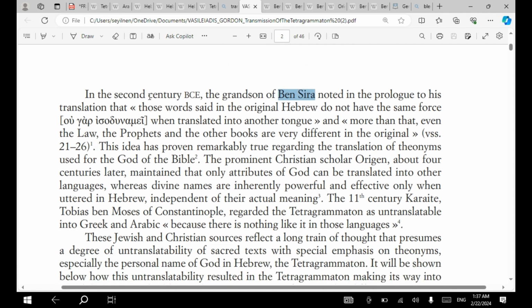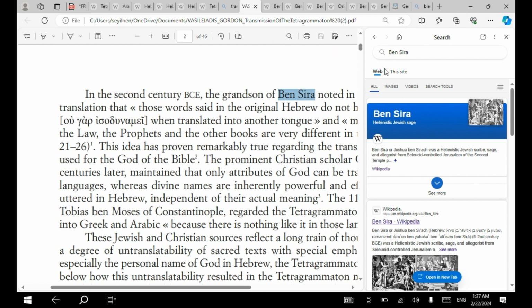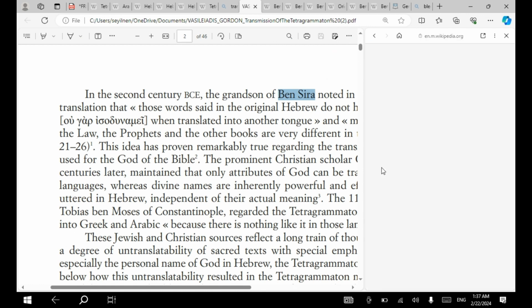In the 2nd century BCE, that means 100 years before AD, the grandson of Ben Sirach noted in the prologue to his translation. Who is this man? Ben Sirach. This man was a Bantu man, whom this Gentile nation claims. They claim him. You see, this is how they are doing.